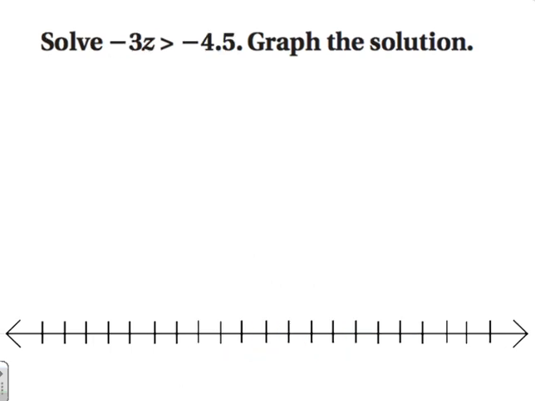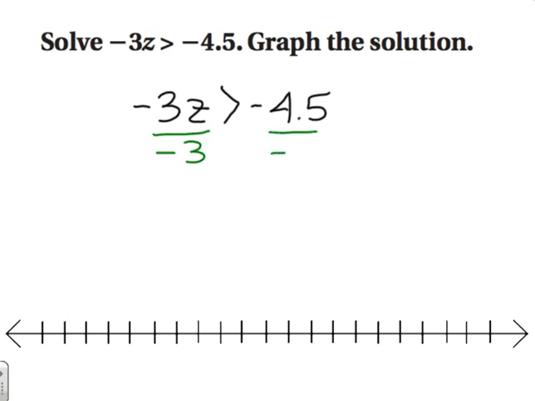For the inequality, negative 3z is greater than negative 4.5, we will need to divide by the coefficient on both sides, which is negative 3. So this is the first time we see an example where we are multiplying or dividing by a negative on both sides. So this will be a time where we need to flip the inequality.